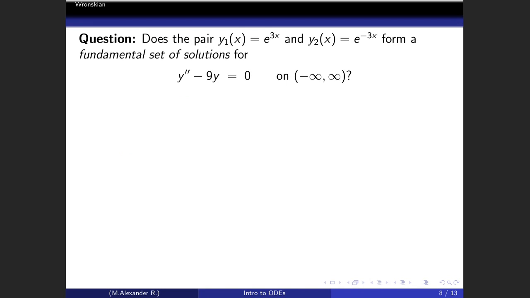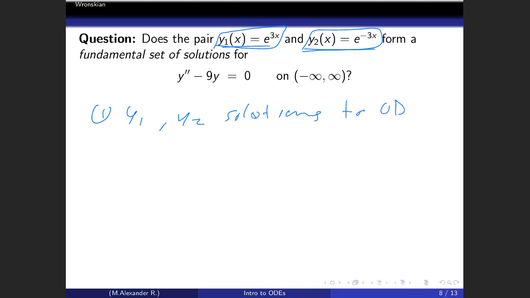All right, so now a question, kind of like reviewing the terminology. Is the pair y1 comma y2, this set of two functions, a fundamental set of solutions to the differential equation? So first of all, are y1 and y2 solutions to the differential equation? And then the answer is yes. I believe we did this before, but you can check that they are solutions. Okay, so y1 and y2 are solutions to the differential equation.